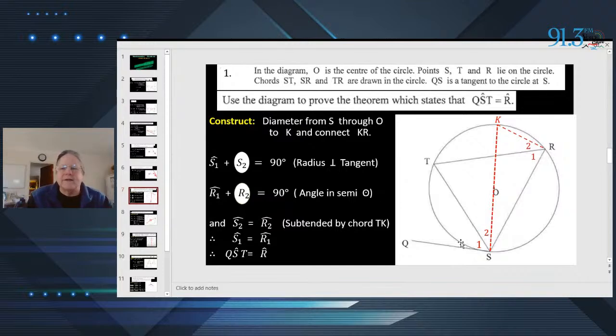So we're going to construct the diameter from S through O right up to K on the circumference. And now comes something that actually caught me out as well a couple of years back. Now you don't know whether you should connect the K and the T, or the K and the R. Because sometimes they ask you to prove that S1 is equal to R1, or if the tangent goes longer, they may ask you to prove that the angle that I'm pointing at now and T is actually the same.